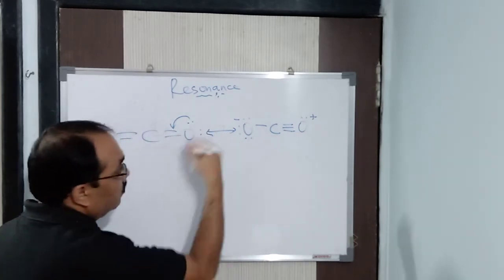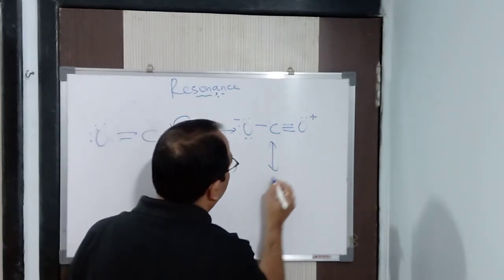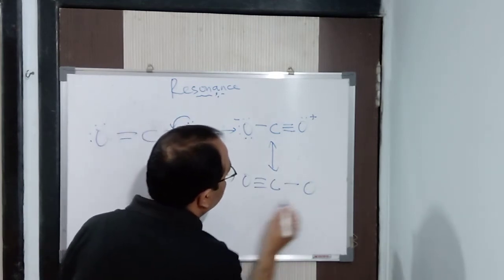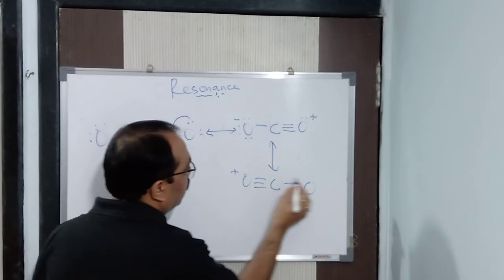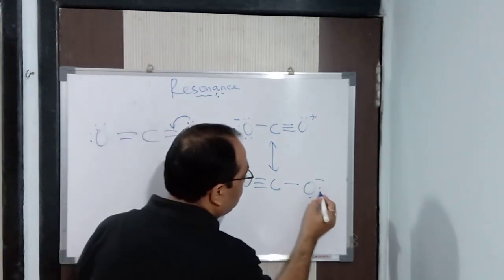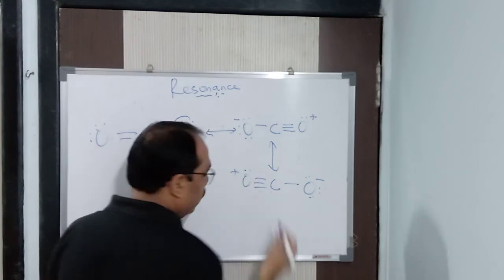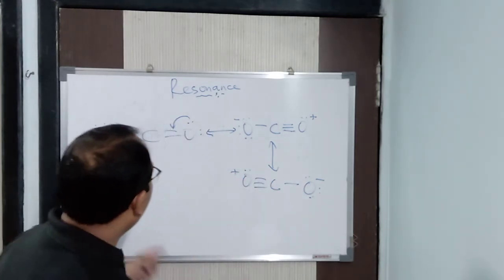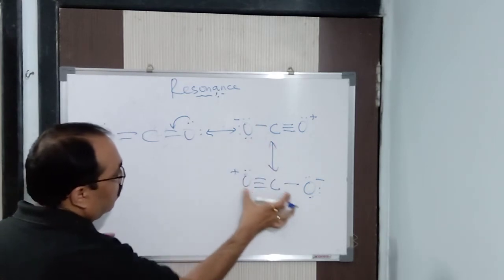Another canonical structure which I was drawing previously: now this oxygen can have the triple bond and this can have the single bond. So this will be positive and this will be negative. The number of electrons here remains the same. So the structure can be either this or this.